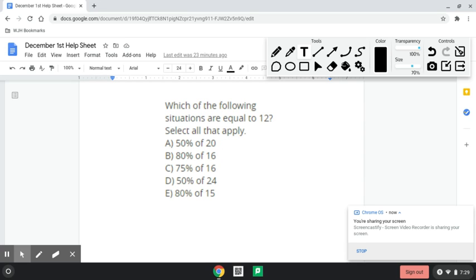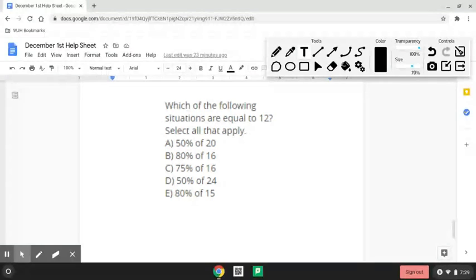Which of the following situations are equal to 12? Select all that apply. So basically this is just 5 problems, and you're going to circle the ones where the answer is 12. 50% of 20, this one you might do in your head, but you'll want to know how for the harder parts.